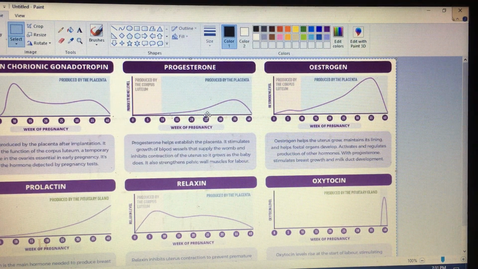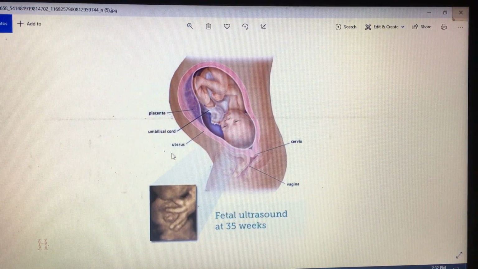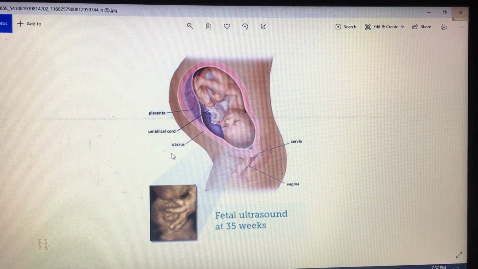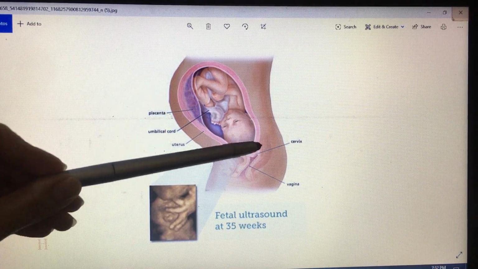Now, as we said, by the end of the pregnancy, the baby normally lies with its head against the cervix. As we saw in this picture, as the birth approaches and by the end of the pregnancy, the baby normally lies with its head against the cervix. Okay?